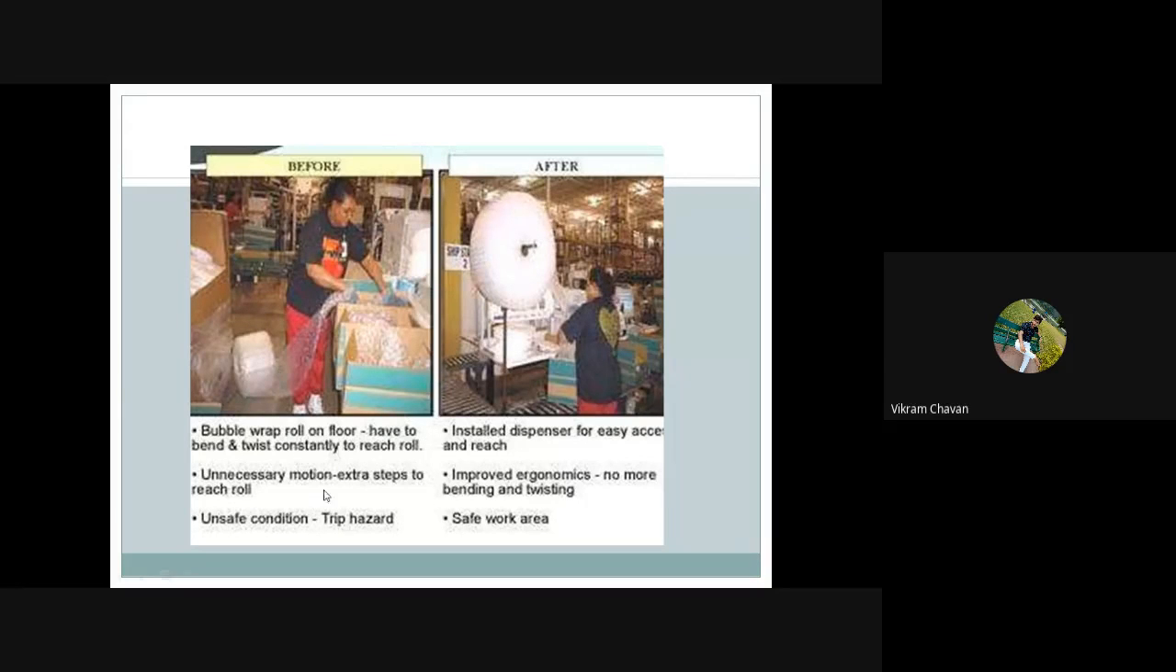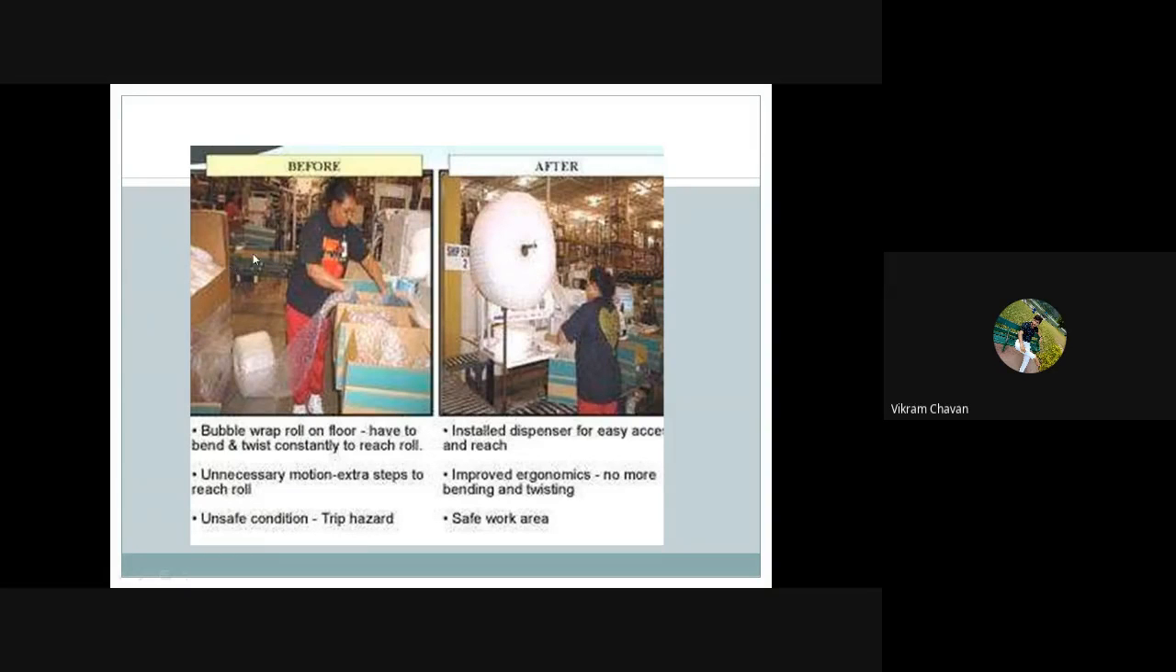So there is unnecessary motion, and extra steps to reach the roll. Sometimes when this lady takes a break, after coming back from the break the roller will not be at its previous location, and some extra motion needs to be performed to complete the task, or to bring that roller to the previous position. So it is one kind of unsafe condition.